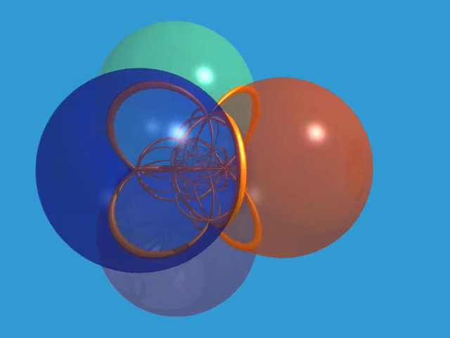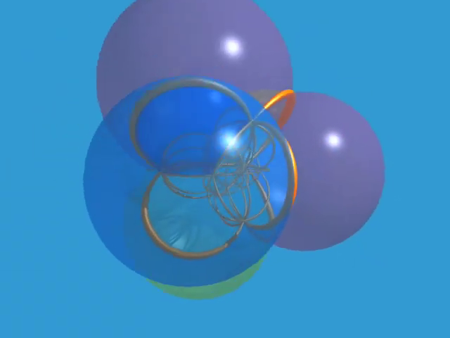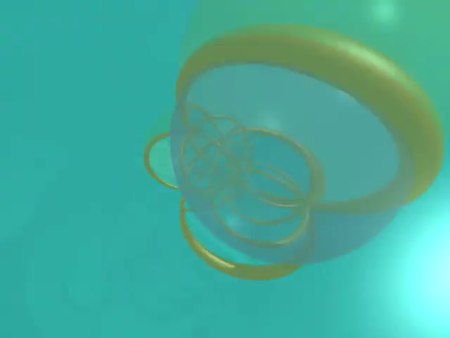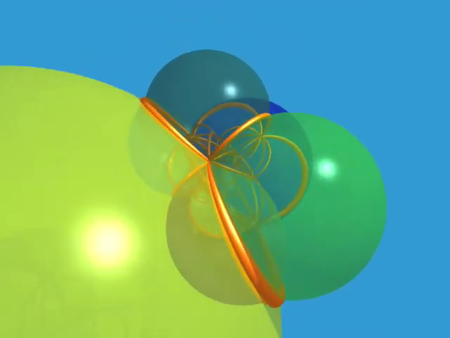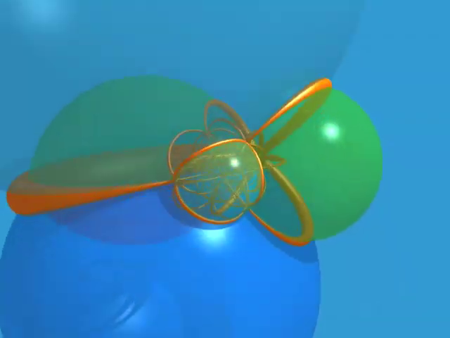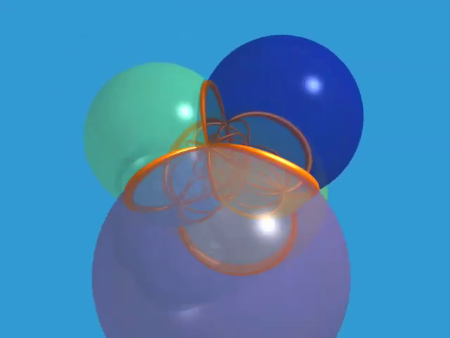Let's finish with the 600 cell with its 600 three-dimensional tetrahedral faces, its 1200 triangular faces, its 720 edges, and its 120 vertices. You can take my word for it, this object has 14,400 symmetries.